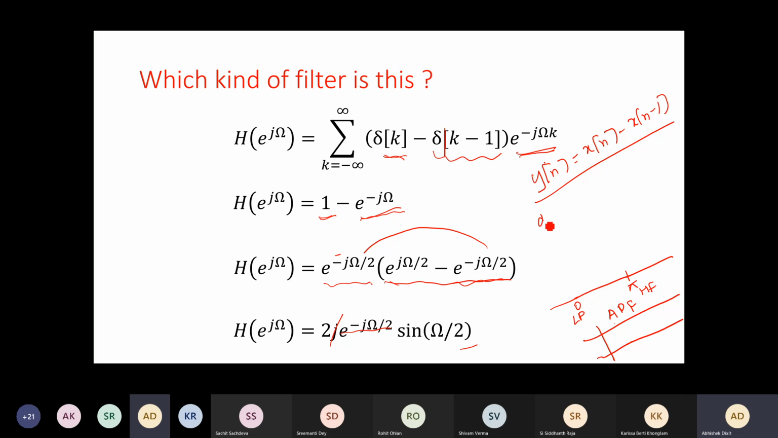Okay, dy/dt is (x(t) minus x(t minus h)) divided by h. If h is 1, then you get this, isn't it? Sorry, this has to be y(t). Yeah. So this system, what is this system?